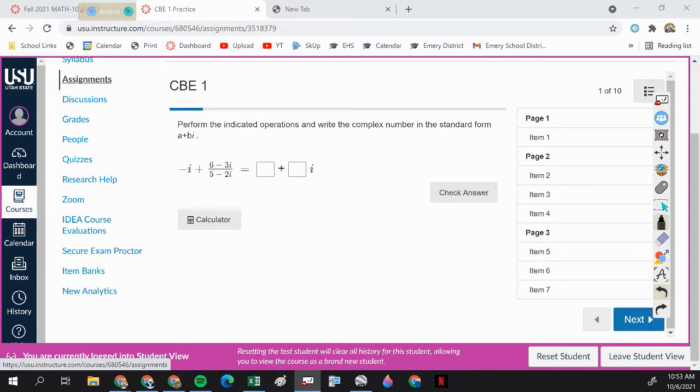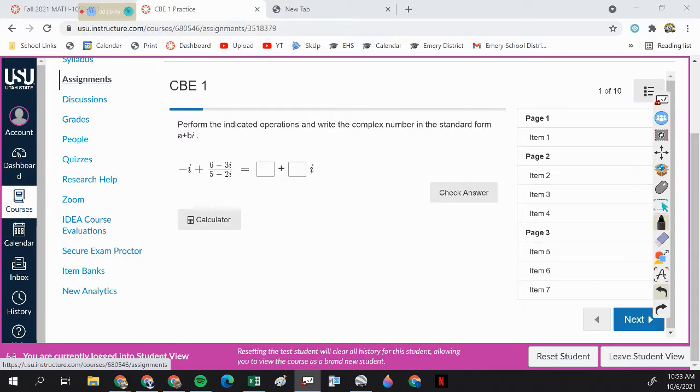You cannot use notes. You cannot use a graphing calculator. You can use a scientific calculator. Any other questions? Yeah, you can use the ones on the wall. I have lots of them.